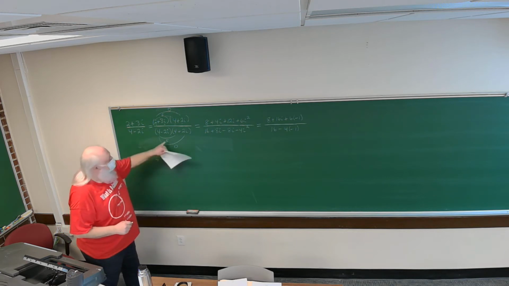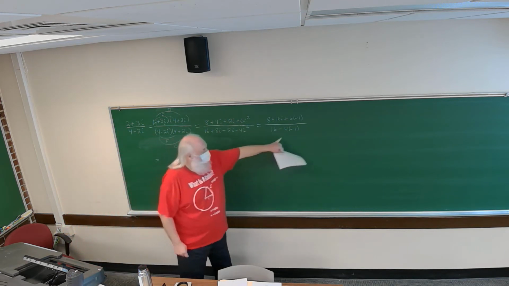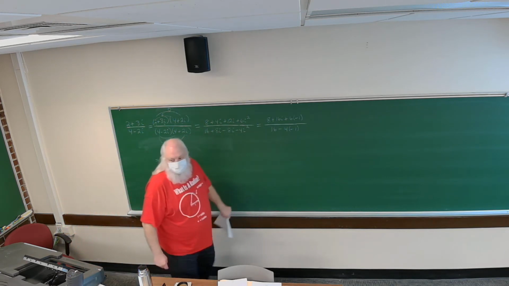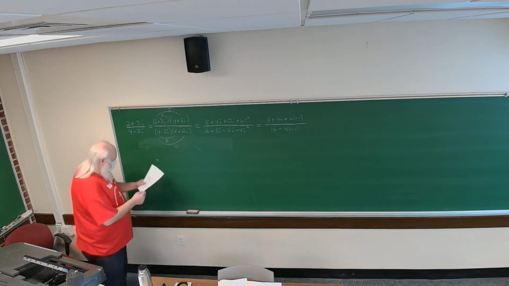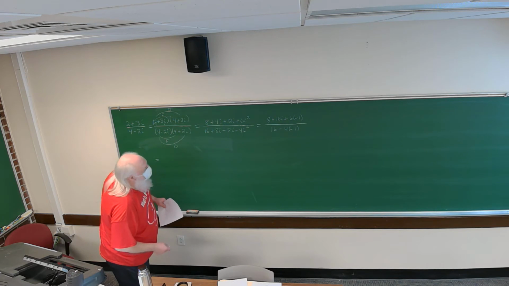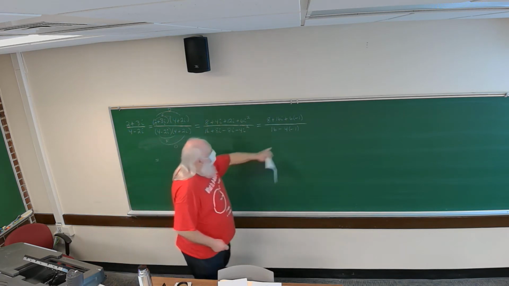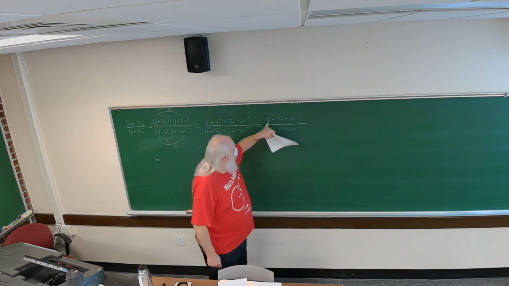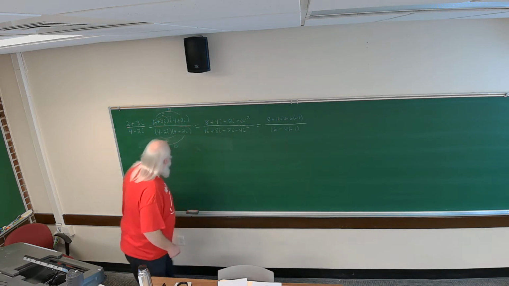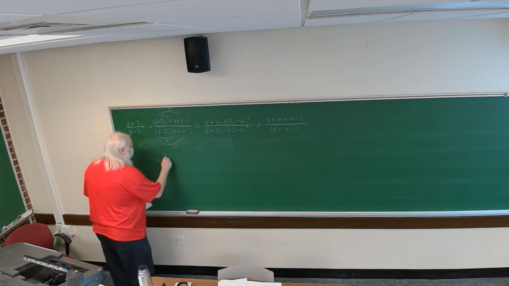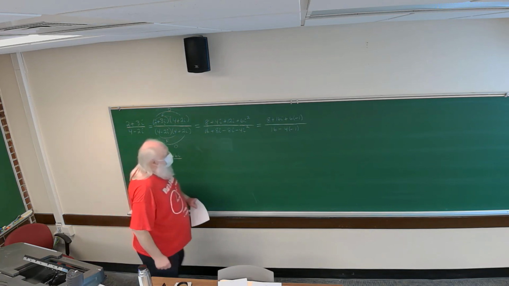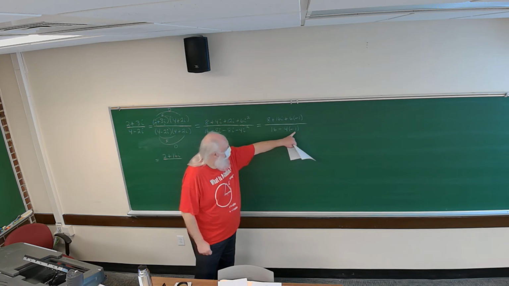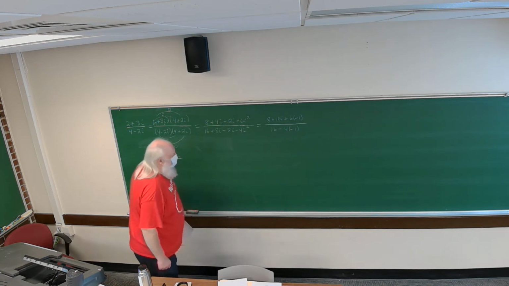So you notice the i disappears in the denominator. And so the numerator simplifies to 6 times minus 1 is negative 6. Negative 6 plus 8 is 2. So the numerator simplifies to 2 plus 16i. And the denominator, minus 4 times minus 1 is plus 4. 16 and 4 make 20.